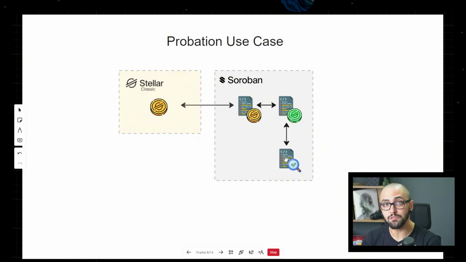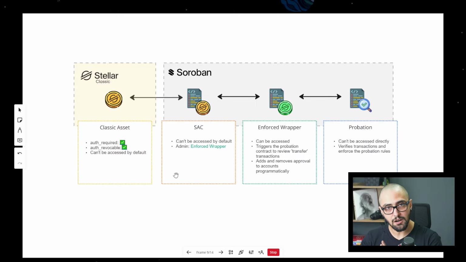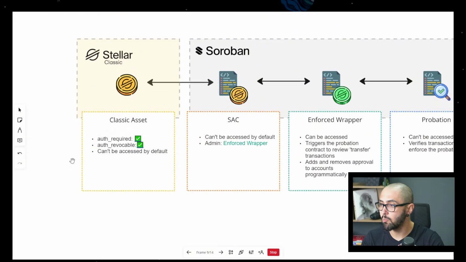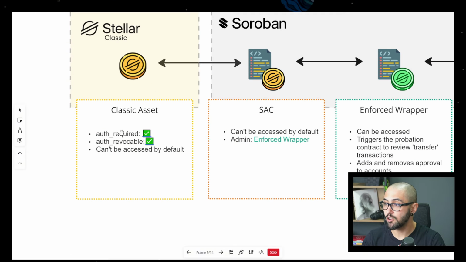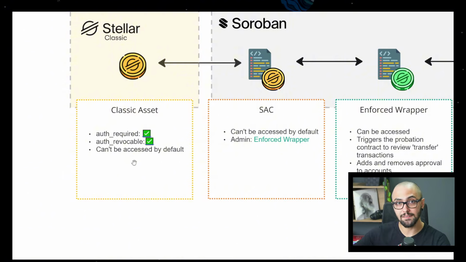In this case, we are going with the probation use case. To start off, we're going to configure the classic asset to enable both flags that we mentioned in the past. We are going to enable authorization required, so any account that wants to use our asset needs to be authorized in order to receive or send tokens. We are also going to enable authorization revocable, which means that the issuer or the admin of the token can add or remove authorization to these accounts, telling them that they can or cannot operate with the asset. This is going to be used to programmatically control how they can interact with the asset.